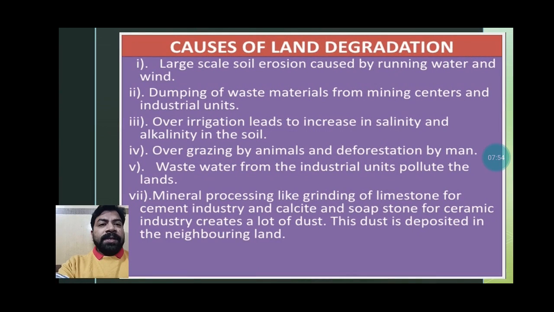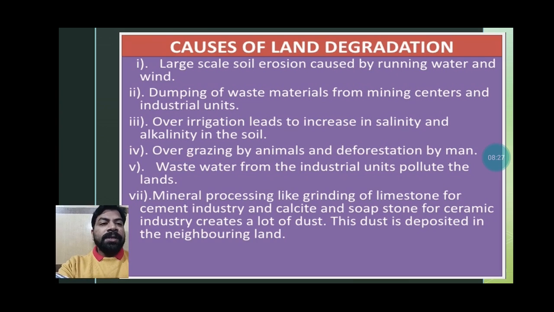So basically we have to understand that in this way also we are degrading the quality of land. So causes of land degradation are large scale soil erosion caused by running water and wind. Second is dumping of waste materials from mining centers and industrial units. So this way also lands are becoming fallow. So wasteland or fallow land, barren land, these are ultimately the source of land degradation.